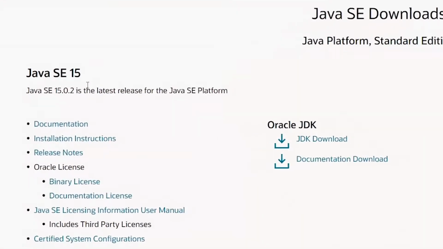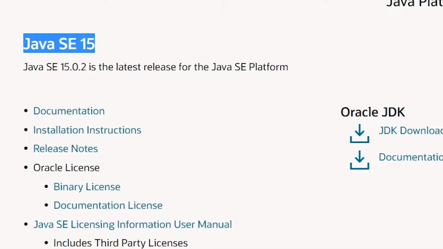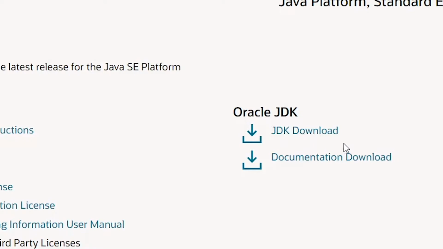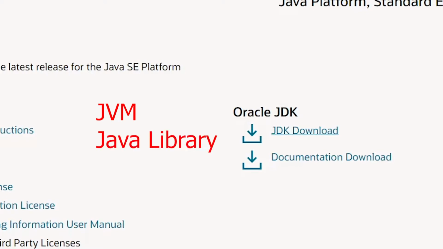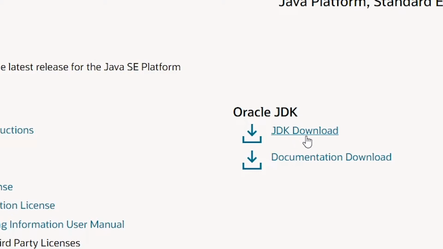So till now, Java SE 15 is the latest version of Java. So we need to download the JDK of SE 15. So remember, JDK is the package that includes the JVM, that is the Java Virtual Machine, Java Library, and DevTools. So we need to go and click JDK Download here.